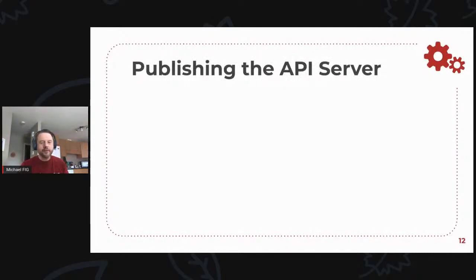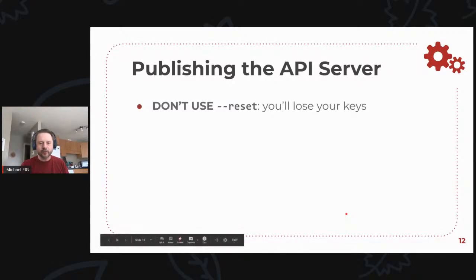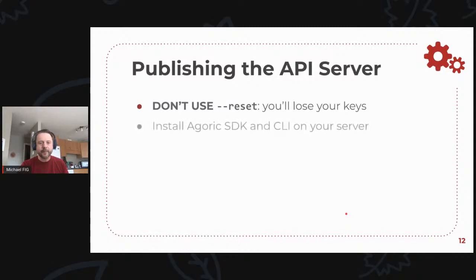So now if we want to publish the API server to the internet, don't use reset, whatever you do. After you've actually deployed to the testnet with the Agoric start testnet, as we used before, you want to just keep that state and use it over and over again. So don't use the Agoric start reset testnet, just use the Agoric start testnet without the reset.